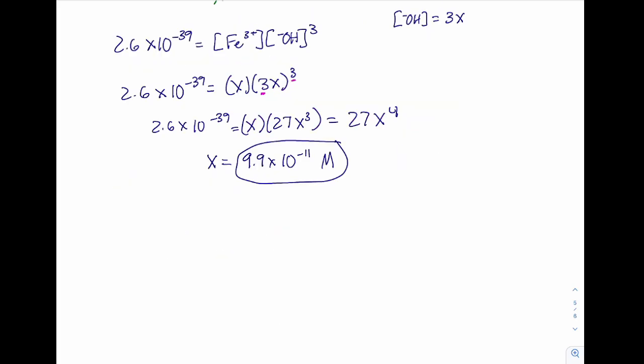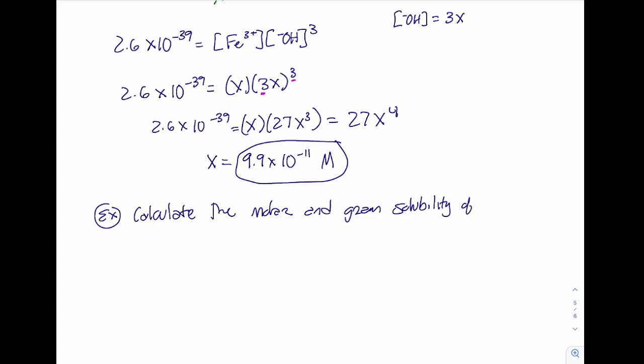So another example for us, and I want you to do this one on your own. I'm going to write down the problem, and then please hit pause, work through it completely on your own, and then when you're done, come back to check your work. So we're going to calculate the molar and gram solubility of silver carbonate.